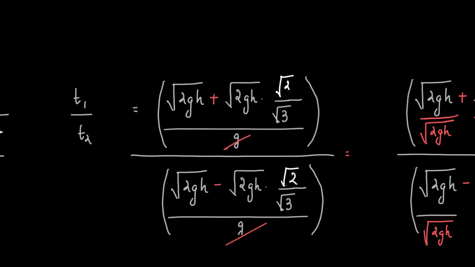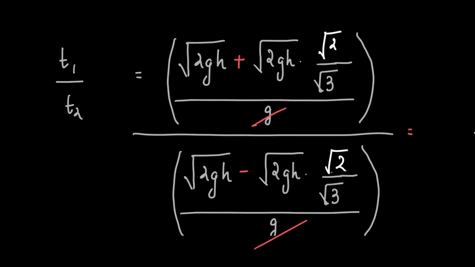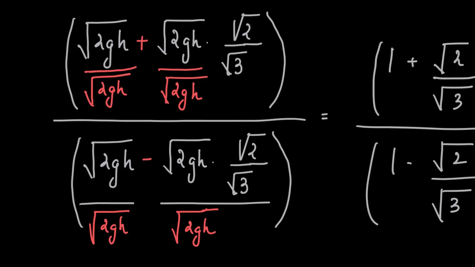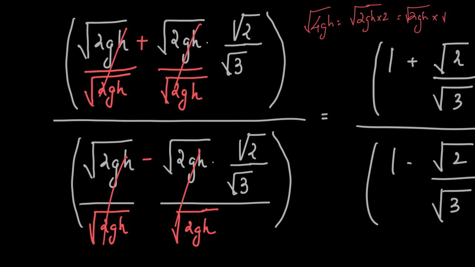And when we take the ratio T1 by T2, what happens? The g by g is 1. And we're left with root of 2gh plus root of 2gh root 2 by 3 over root of 2gh minus root of 2gh root 2 by 3. I divide this complete expression by root of 2gh. Now, how did this root 2 come up here? Very simple. Because root of 4gh can be written as root of 2gh into 2, which can be split as root of 2gh into root of 2.